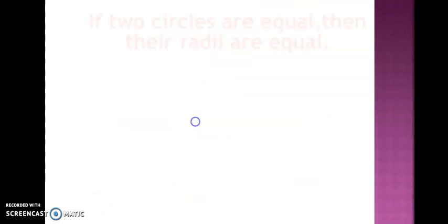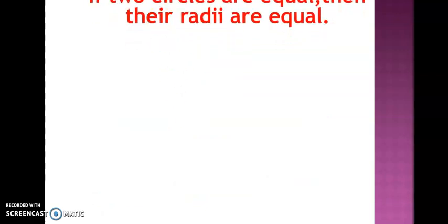Yes, here it is. If two circles are equal, then their radii are equal. Yes, here in this statement, they have given two circles, isn't it? And they are also equal.